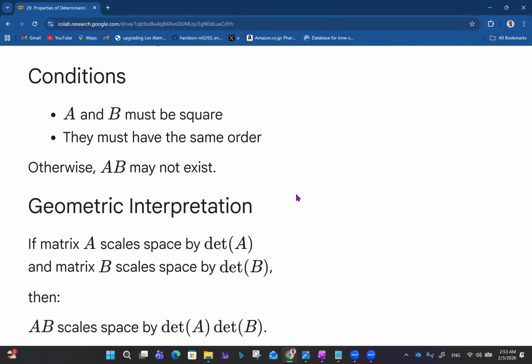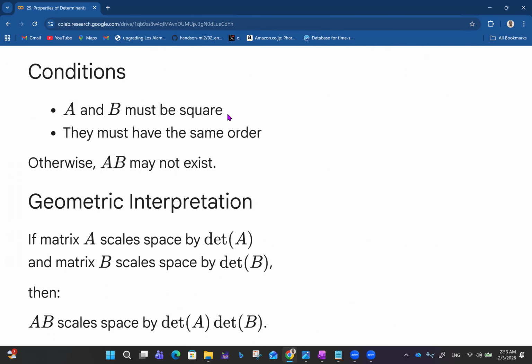We have some conditions though. A and B must be square. Of course, you can't find the determinant of a matrix that is not square, and they must have the same order. So it has to be two by two matrices or three by three matrices. Otherwise, AB may not exist if they are not square and they don't have the same order.